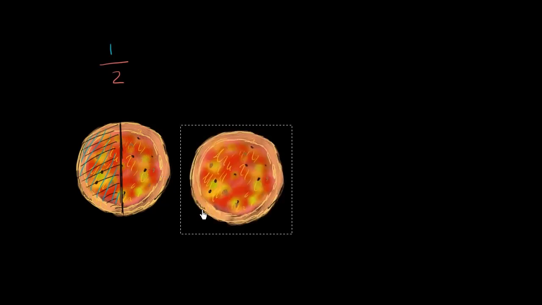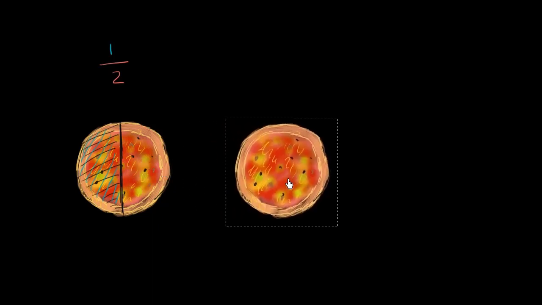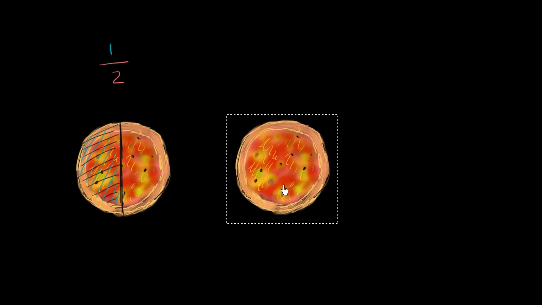Now let's imagine that instead of cutting that pizza into only two equal pieces, let's imagine instead that I decide to cut it into 4 equal pieces. So let's draw that. So 4 equal pieces. So I could cut it once this way, and then I could cut it once this way. And so here I have 4 equal pieces.